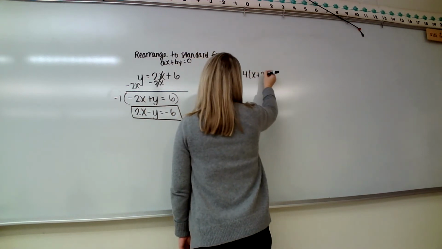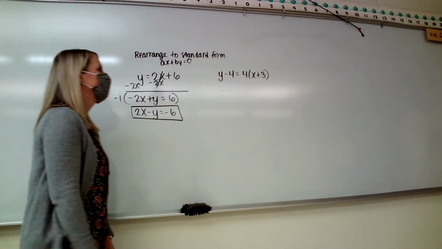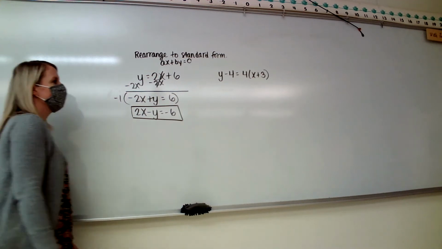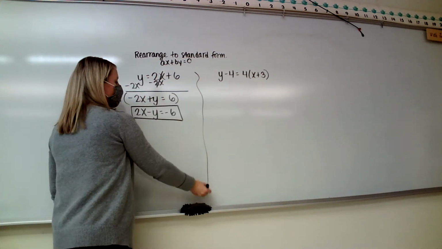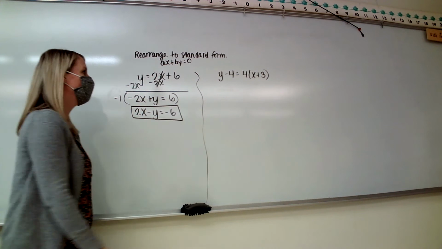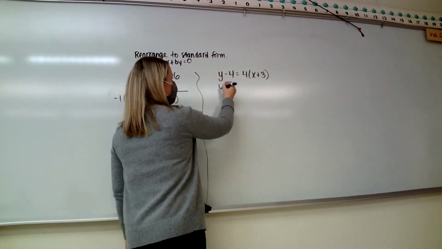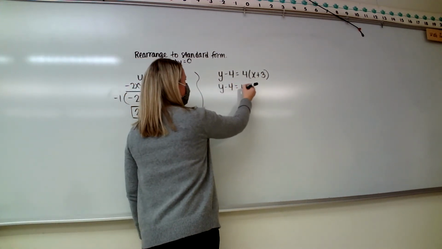4x plus 3. So we're given something in point slope, and we're asked to rearrange it to standard. Okay, we can do that. We can distribute in on the right side.